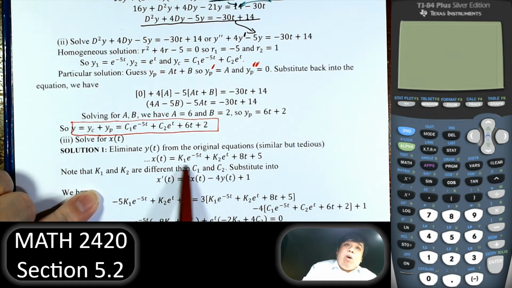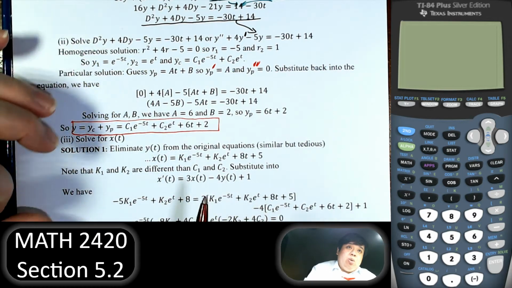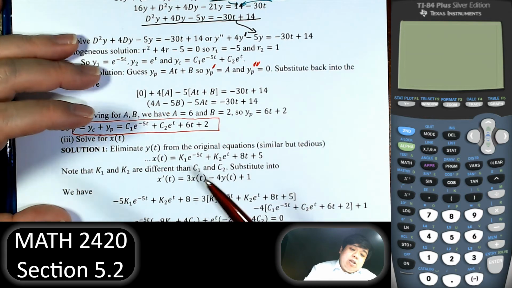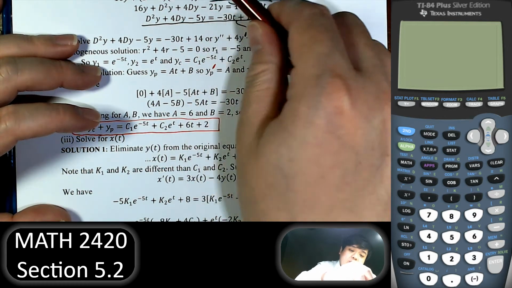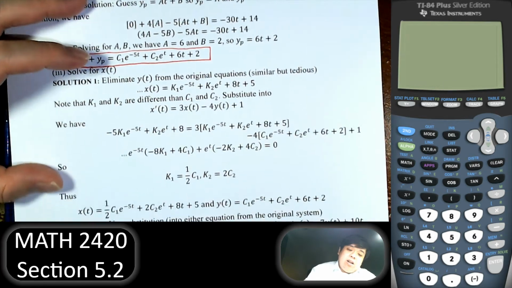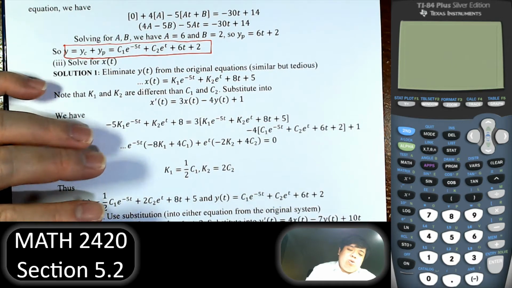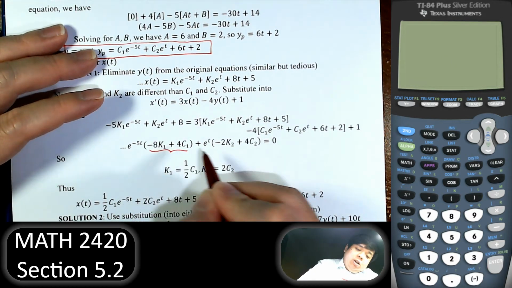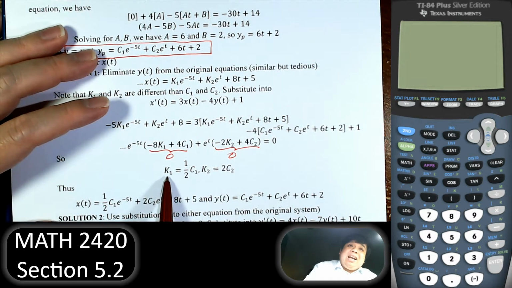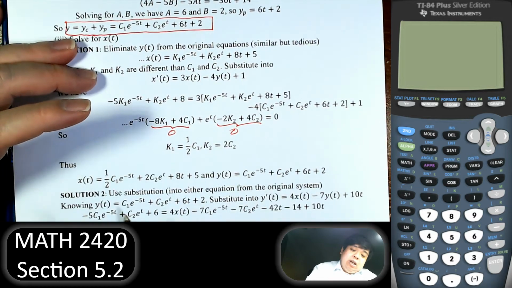of course, we write k1, k2, because if we write c1, c2, those will be the same. So we have to do that. Now, note that k1 and k2 are different. But if we substitute into this equation, I just pick the first one. And when we do that, matching both sides, this is what we have. Now, since this is equal to 0, this has to be equal to 0, and this has to be equal to 0. So we have k1 is 1/2 c1, and k2 is 2 c2, and then we put it back.